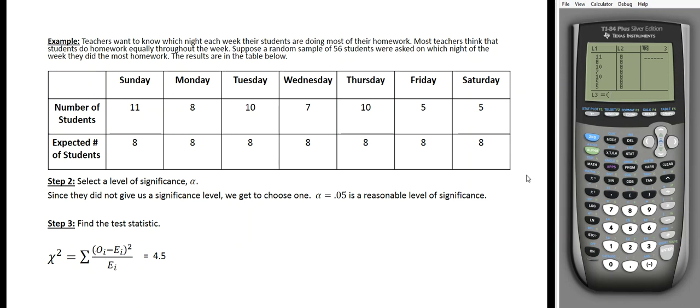Now observed values are in L1, so I'm going to go second L1 minus second L2, close parentheses, put a squared. Again, notice I'm just following my formula, and then divided by, and the expected counts were in L2, so I'll put divided by L2, and then press enter, and it's going to fill in that list for you.